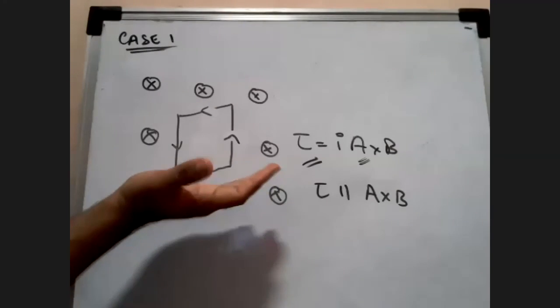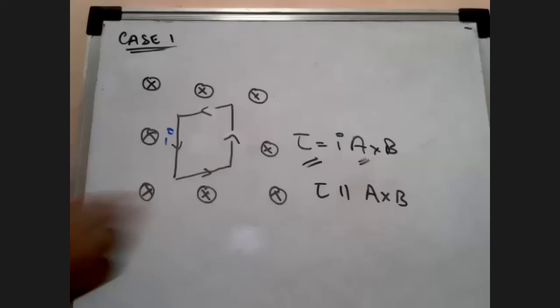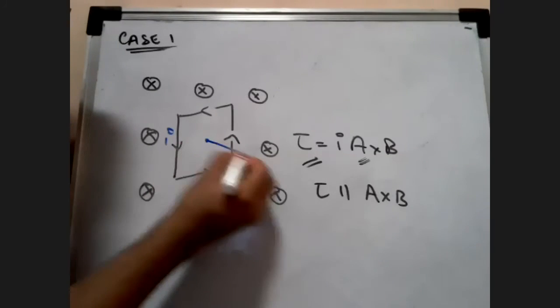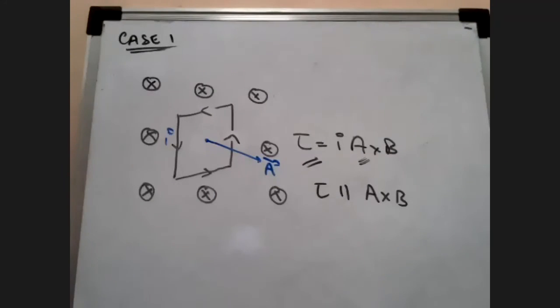Take your fingers, because this is the direction of the current. Curl your fingers around the coil and you'll get the area vector, which is out. But now, since you've got the area vector, students, it's outside. Can you tell me in which direction will the torque be applied? How can we find out?